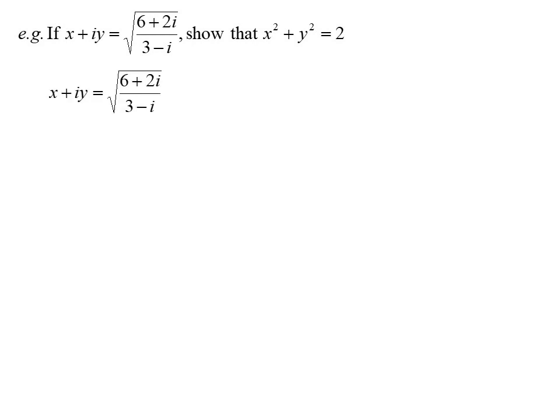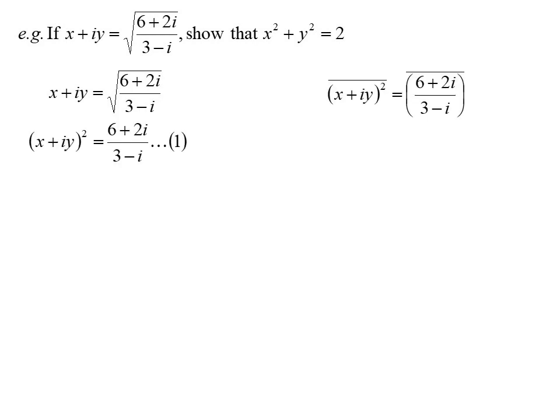x plus iy is that. That's what they've told me. So yes, I am going to square it, but not expand the whole thing out. I'd simply get rid of the square root sign, basically. But let's play with conjugates, because if that's what x plus iy is, the conjugate of x plus iy squared must be the conjugate of 6 plus 2i on 3 minus i. Because conjugate of both sides.